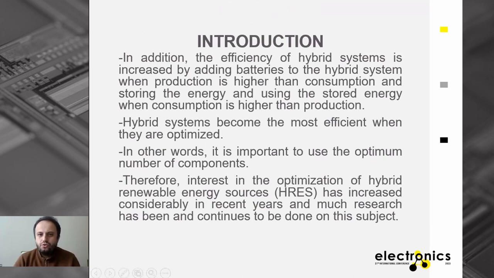In addition, the efficiency of hybrid systems is increased by adding batteries to the hybrid system, storing the energy when production is higher than consumption, and using the stored energy when consumption is higher than production. Hybrid systems become the most efficient when they are optimized. In other words, it is important to use the optimum number of components. Therefore, interest in the optimization of hybrid renewable energy sources has increased considerably in recent years, and much research has been done and continues to be done on this subject.